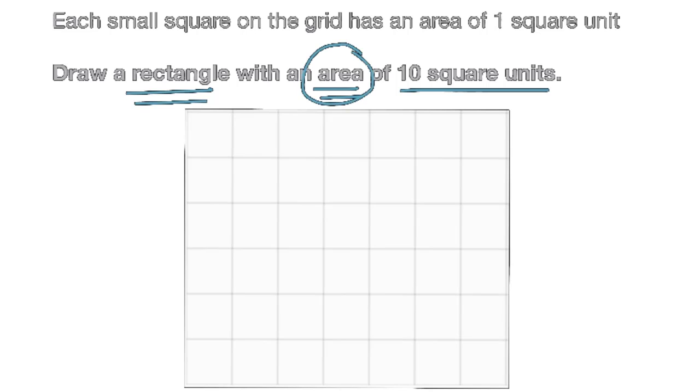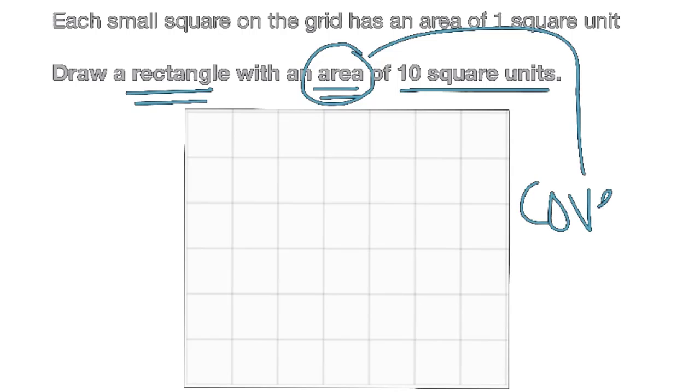Well, this word area here is talking about how much space our shape covers. So our shape in this case is a rectangle, so we're being asked to draw a rectangle that covers 10 square units. And we know that each of these is 1 square unit, so we want a rectangle that covers 10 of the square units.